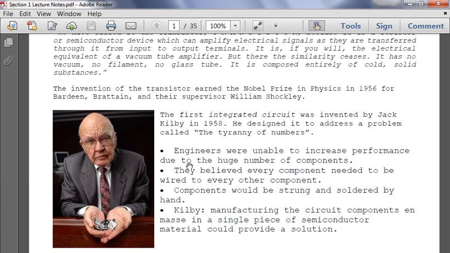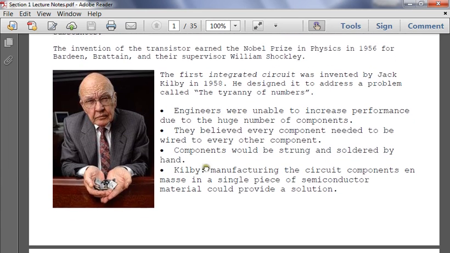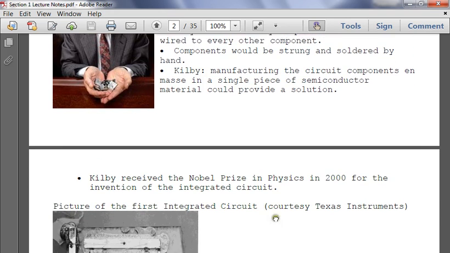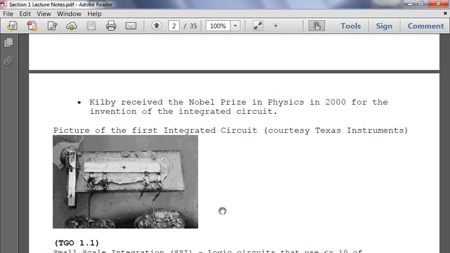So what he did is he manufactured the circuit en masse on one piece of silicon semiconductor, and that allowed the circuit to flow logically the way you have learned in your courses now. Jack Kilby received the Nobel Prize in 2000 for this. And this is the actual picture of the first integrated circuit, designed by Jack Kilby at Texas Instruments.